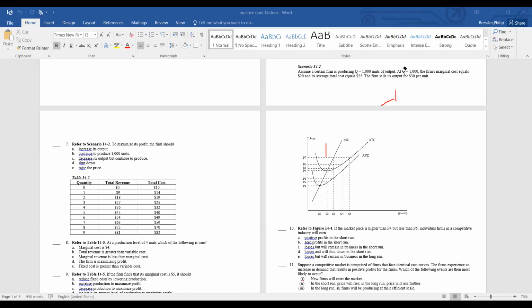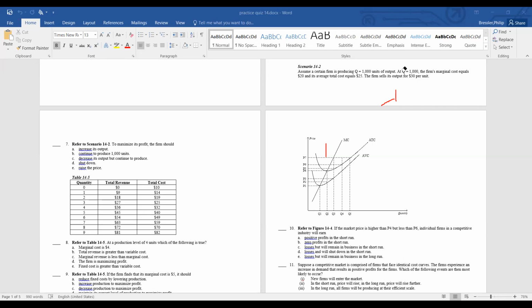Now, in the short run, you could shut down if the price is below AVC, Dev, but you still got to pay fixed cost. In the long run, you could leave, we call it exit, and you have no cost. Does that make sense, Dev? Yeah, it does. Thank you.